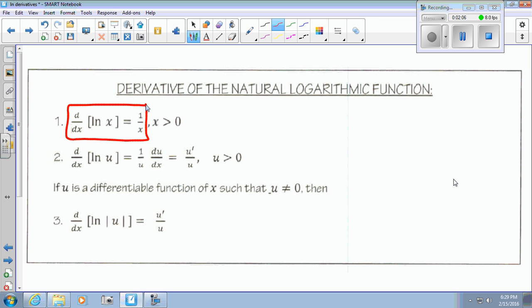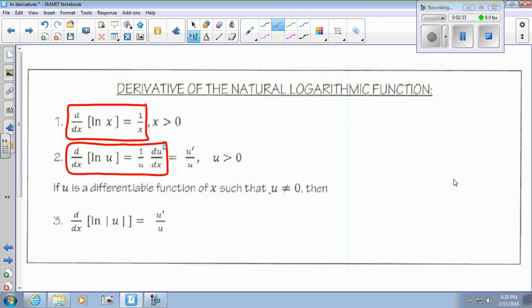Okay, now if it's not just an x, as most of these functions will not be, so if you have ln of u representing any other function, we're still going to have 1 over u in our answer, but then this becomes a chain rule problem. We do have to find the derivative of whatever that function was. So 1 over u times du/dx, because we're taking the derivative with respect to x.